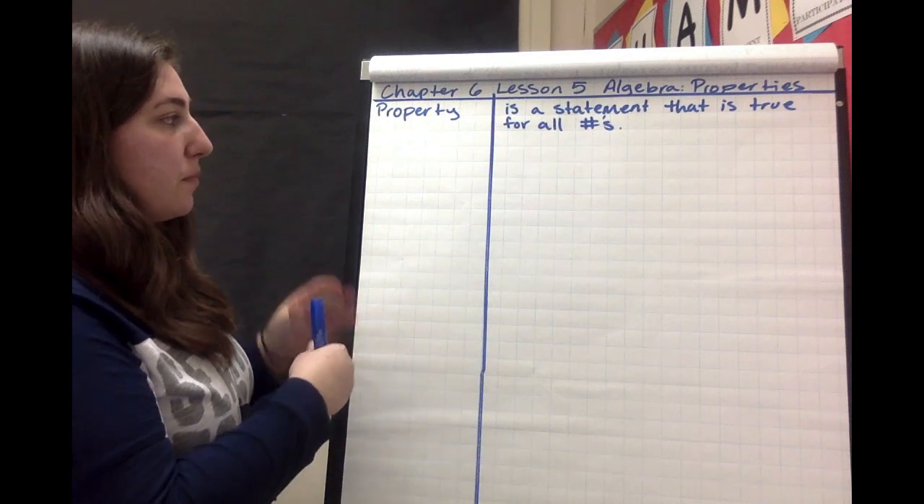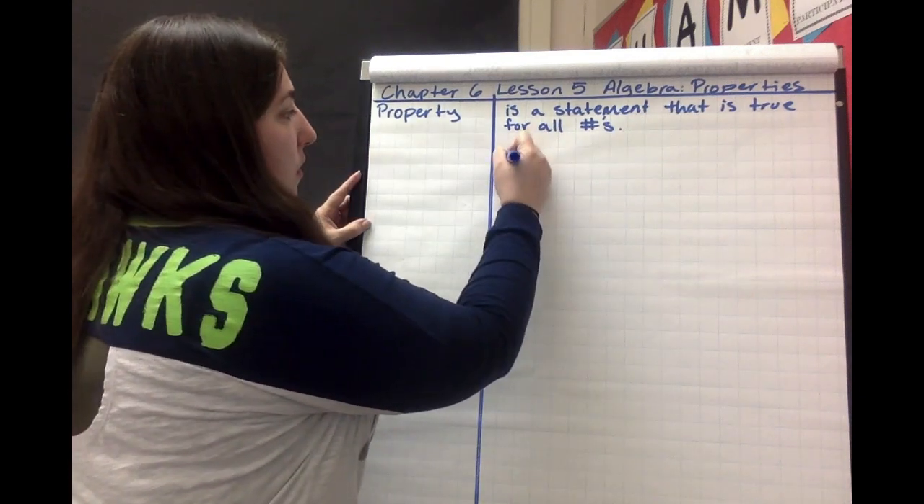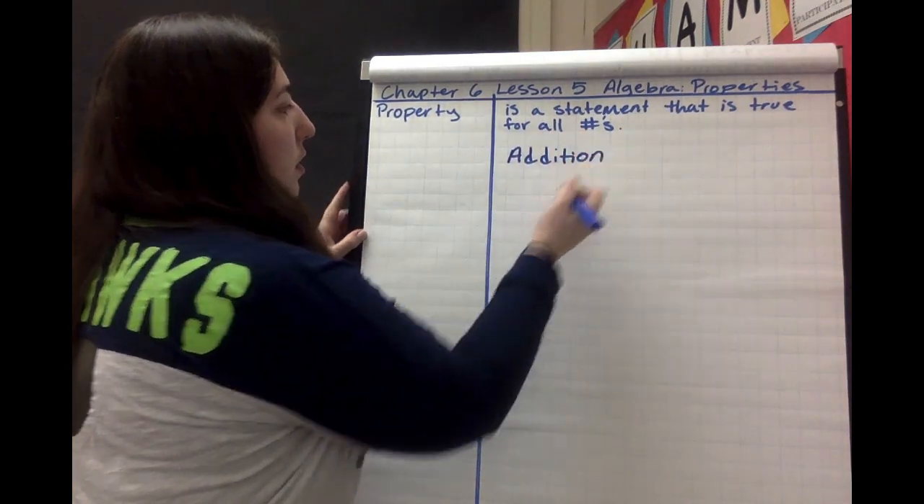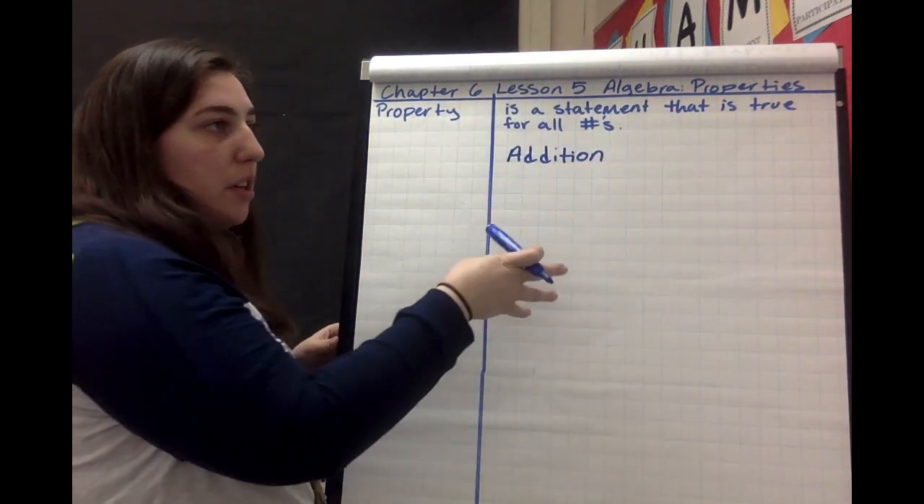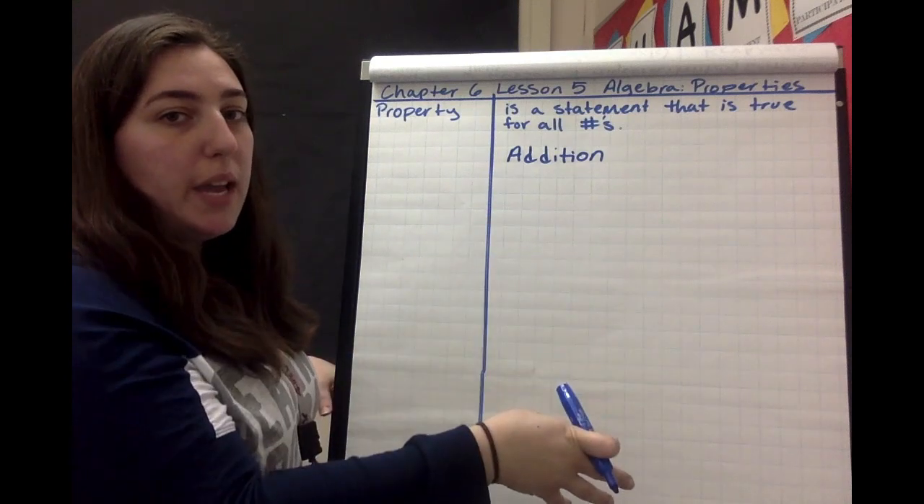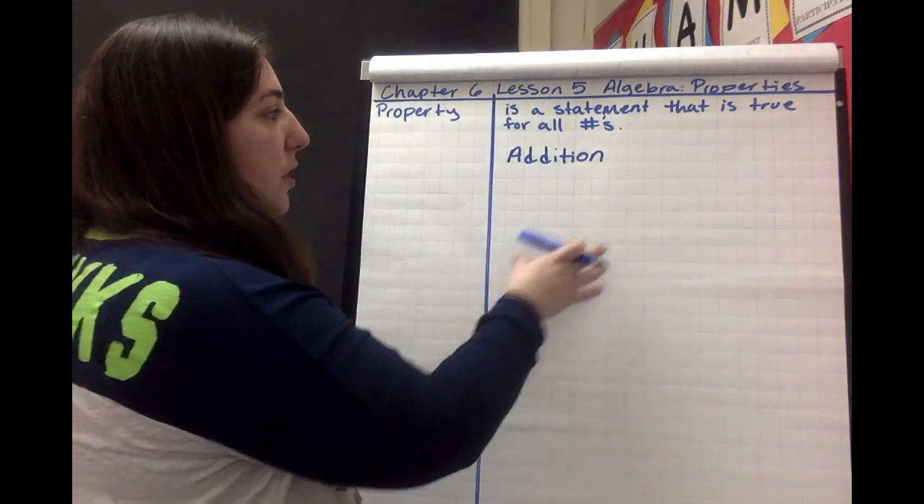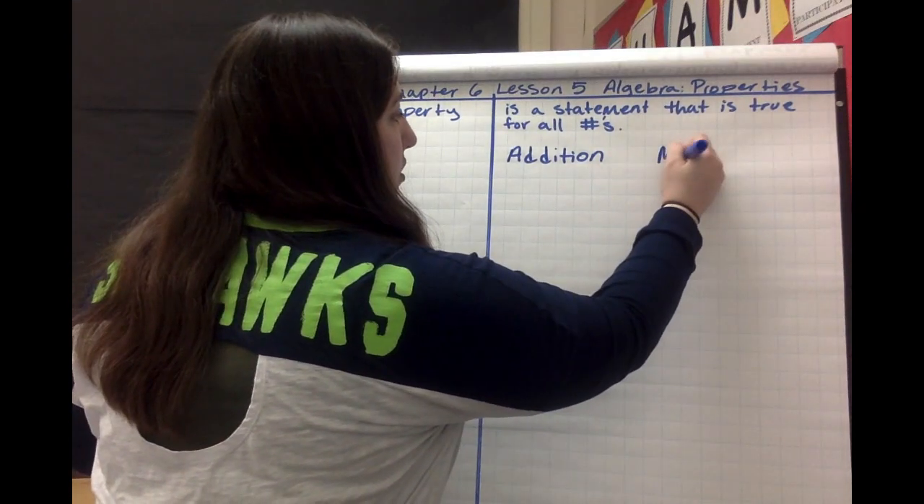Properties are usually true for addition, and they're usually true for multiplication. So we're going to show 2 different examples, one with addition and one with multiplication.